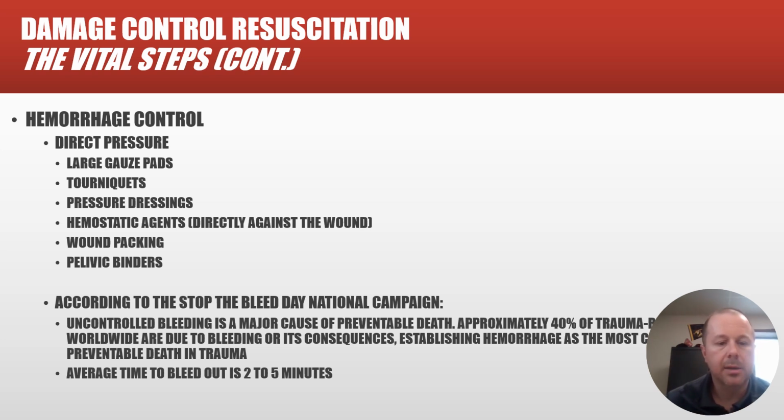according to the Stop the Bleed National Campaign, uncontrollable bleeding is a major cause of preventable death. Approximately 40% of trauma patients worldwide die due to bleeding or its consequences, establishing hemorrhage control as the most preventable death in trauma. Average time to bleed out, like I said even before, is 2 to 5 minutes until you can get this bleeding stopped.